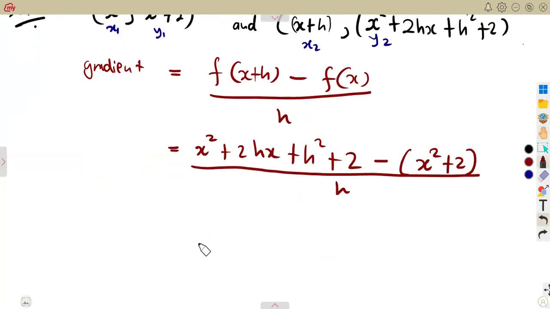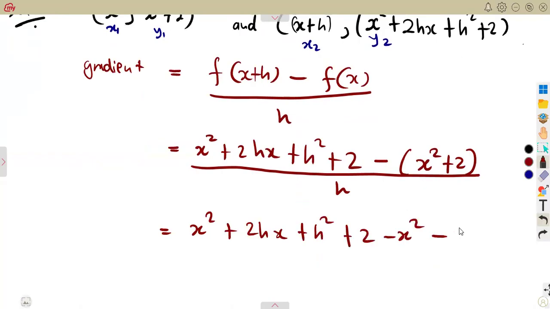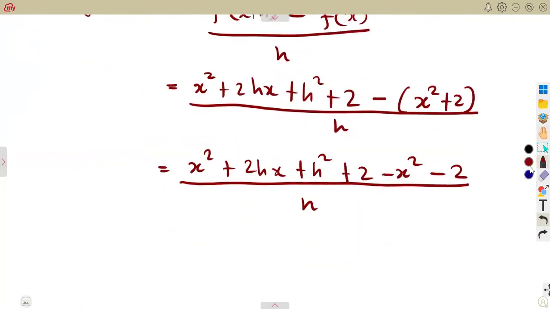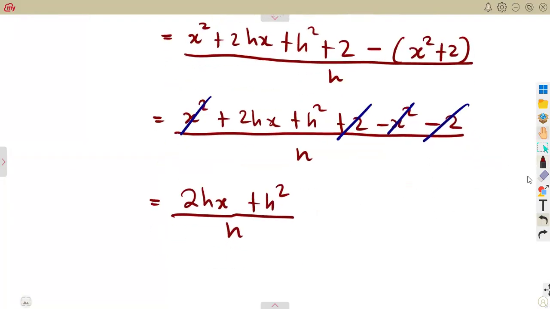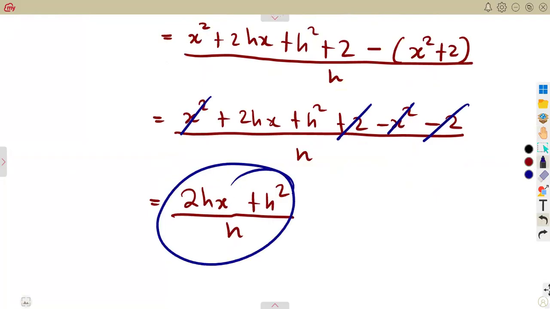All right, so let's simplify further. Then we're going to expand the brackets: x squared plus 2hx plus h squared plus 2, then minus x squared minus 2, everything over h. I want you to see something here. X squared and x squared cancel. The 2 and the 2 cancel, meaning you are left with 2xh plus h squared over h, which we can reduce because we can see that h is common there.